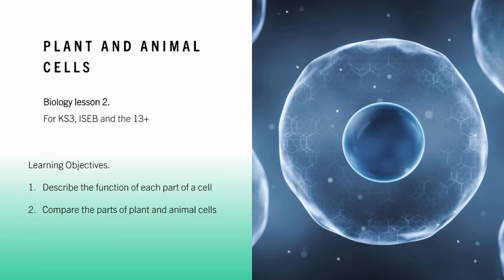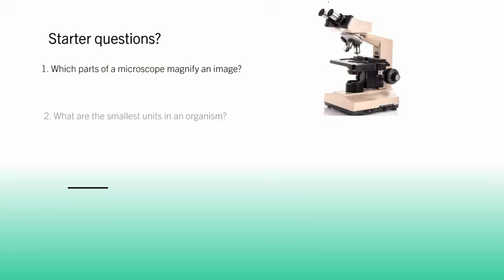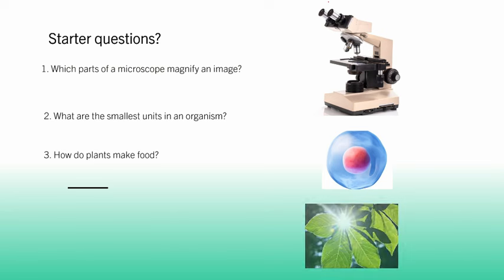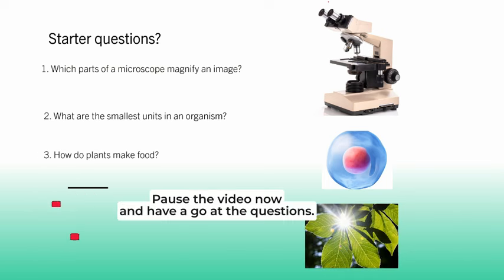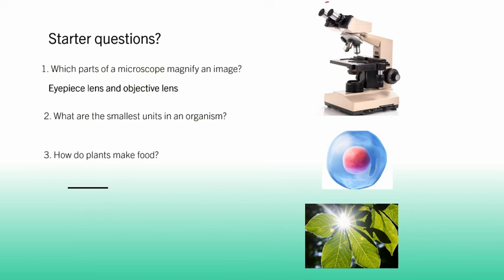Let's recap our knowledge. Which parts of a microscope magnify an image? What are the smallest units in an organism? And how do plants make food? Okay, the parts of a microscope that magnify an image are the eyepiece lens and objective lens. The smallest units in an organism are known as cells. And how do plants make food?